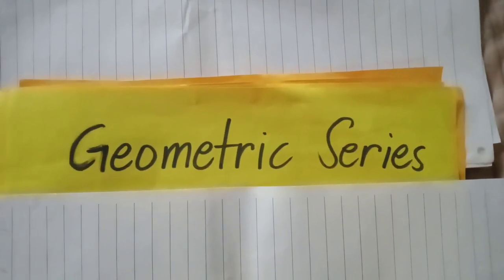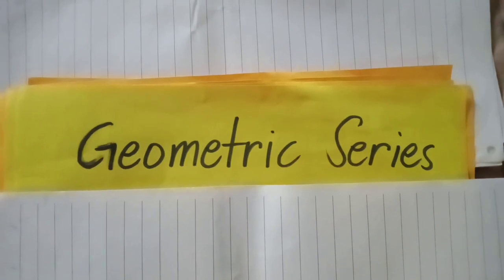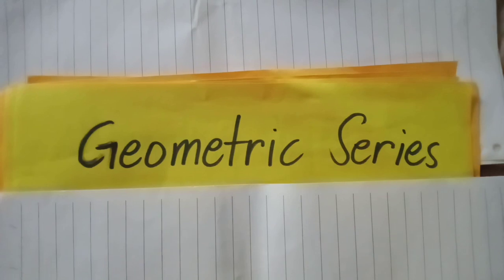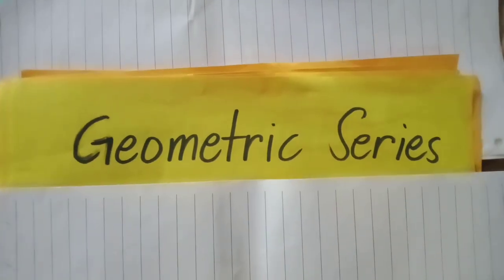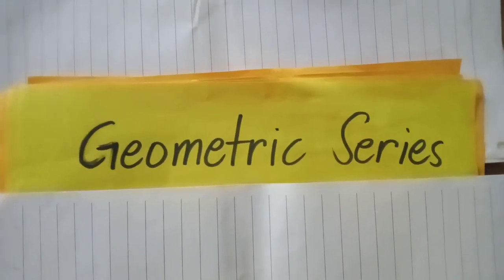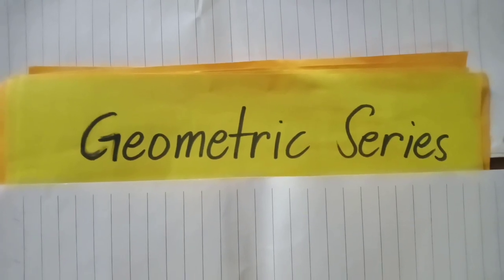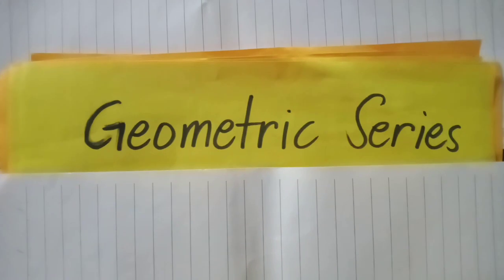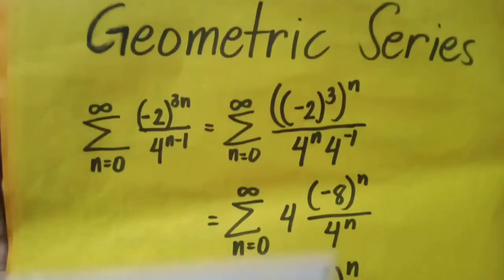So we have here geometric series. A geometric series is any series that can be written in the form summation of ar raised to n minus 1, n equals 1 to infinity. Or with an index shift, the geometric series will often be written as summation of ar raised to n, n equals 0 to infinity. So we have here an example.